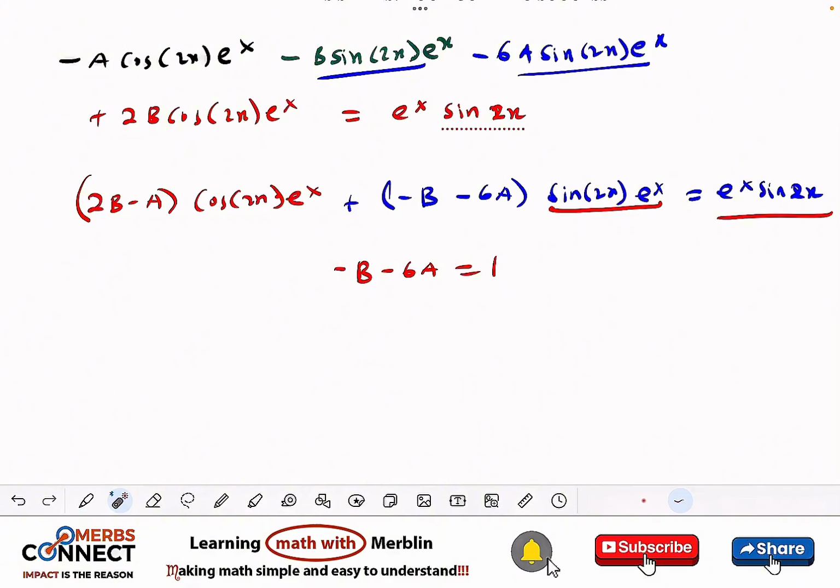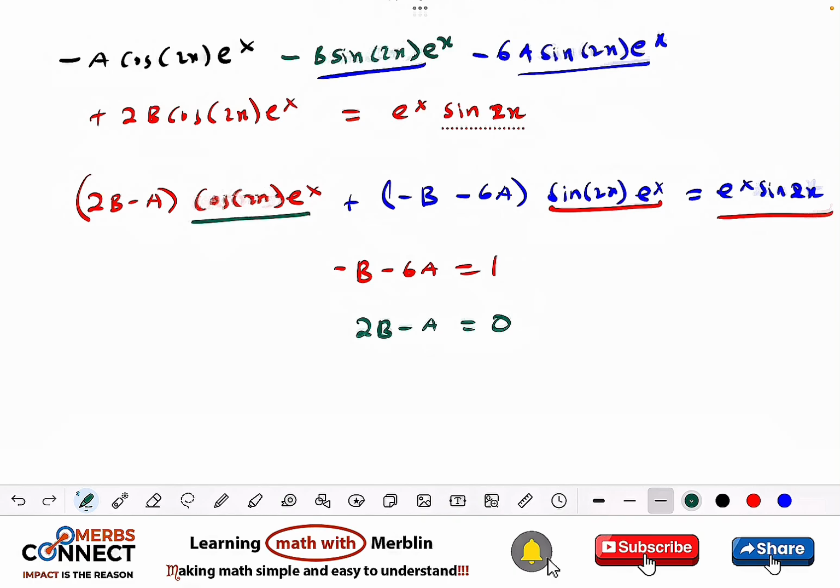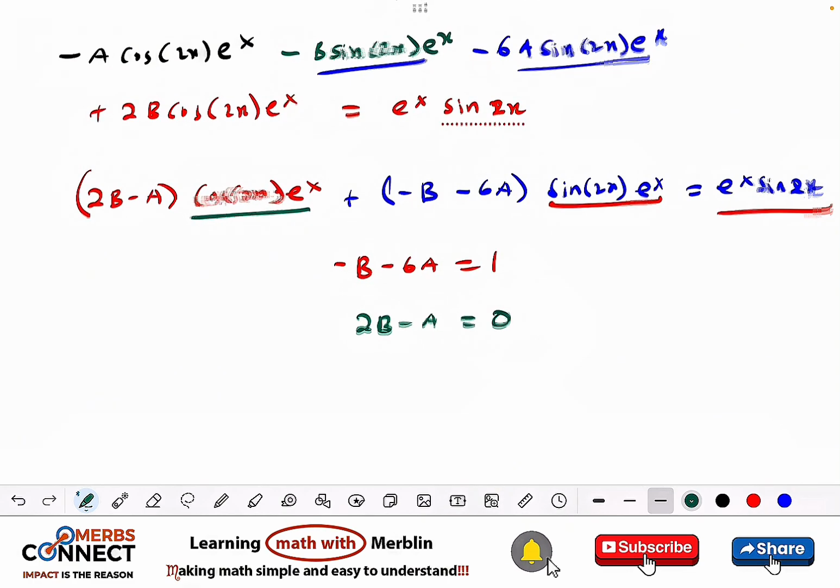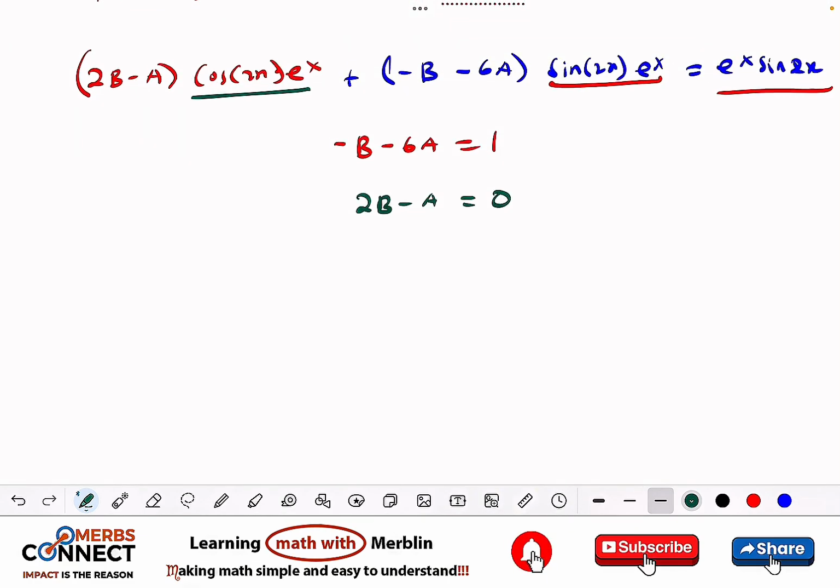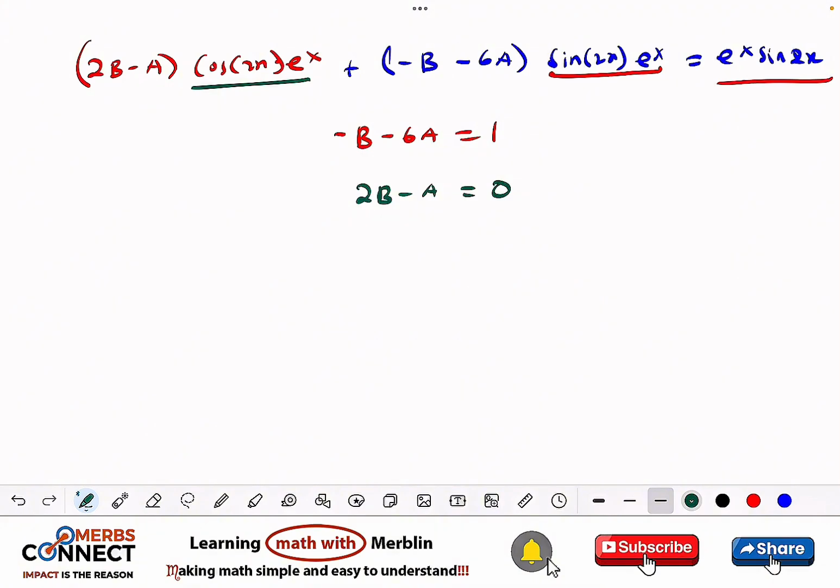But now let's compare this one here. We don't have any term on the right which is going with this. So we are assuming that it's equal to 0. So it means that the coefficient of this should be equal to 0. So we are going to have 2b minus a is equal to 0. So what we just need to do is solve these simultaneously to get a and b, then we are done. So from this one, we are going to have a equal to 2b.